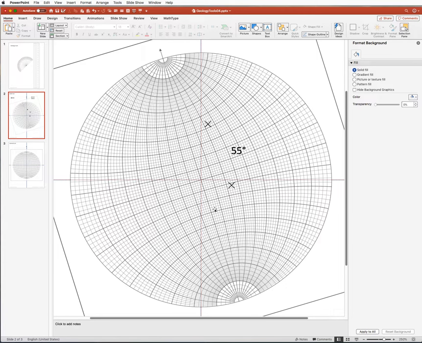We plotted these two plunging lines and found the angle between them. I'm now going to show you how to find the plane that is common to those two lines, that contains those two lines, in other words, and also the line that is perpendicular to those two lines.